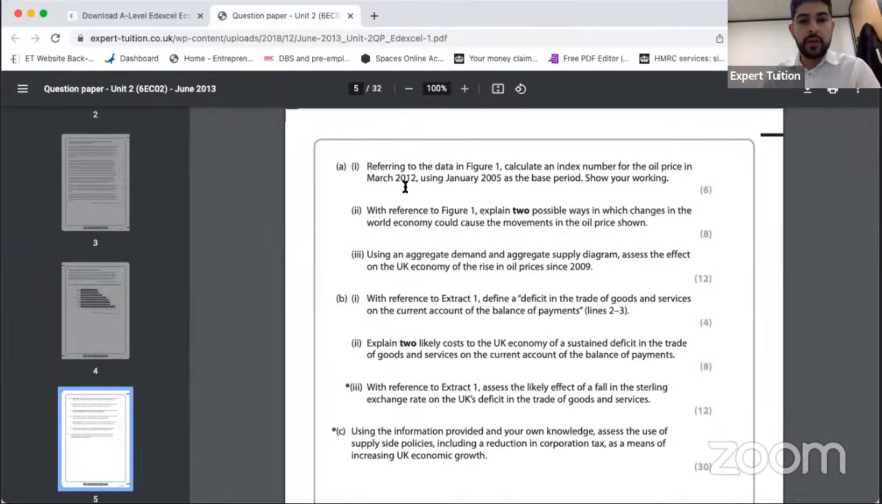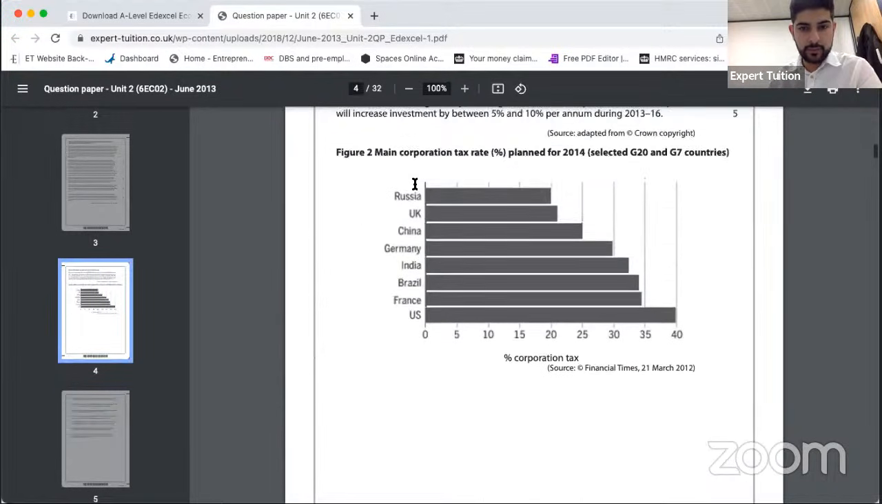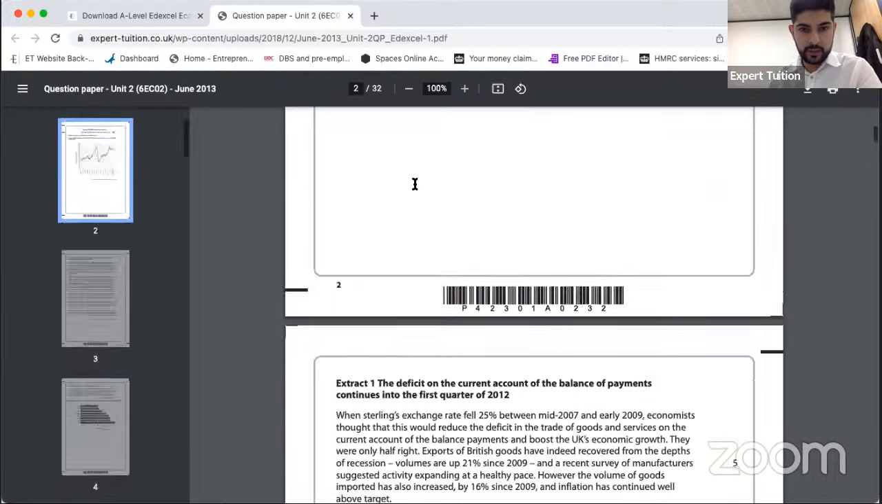It says, referring to the data in figure 1, calculate an index number for the oil price in March 2012, using January 2005 as the base period. Show your working. Obviously in the new spec, that would be a 5-marker, not a 6-marker. So what we need to know is how to lay this out in a way that makes our life a lot easier and ensures we pick up all of the marks. Starting with looking at the figure. So where are we? Here's the data, here's figure 1.